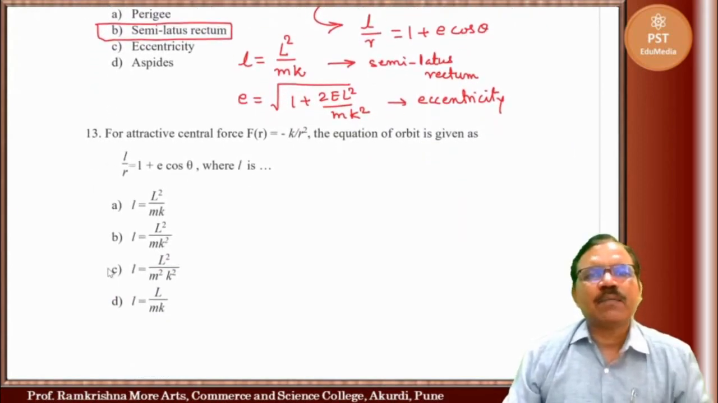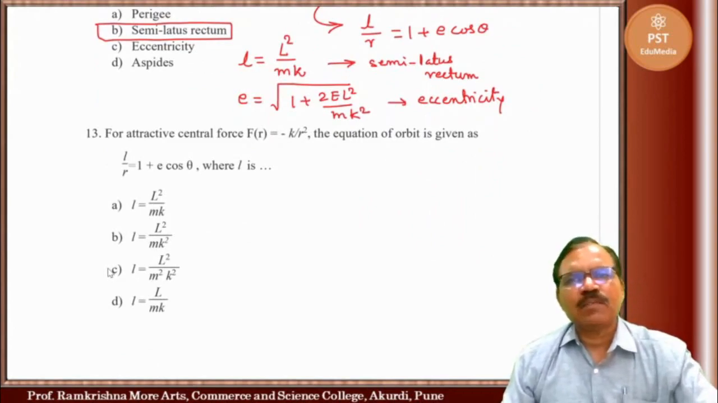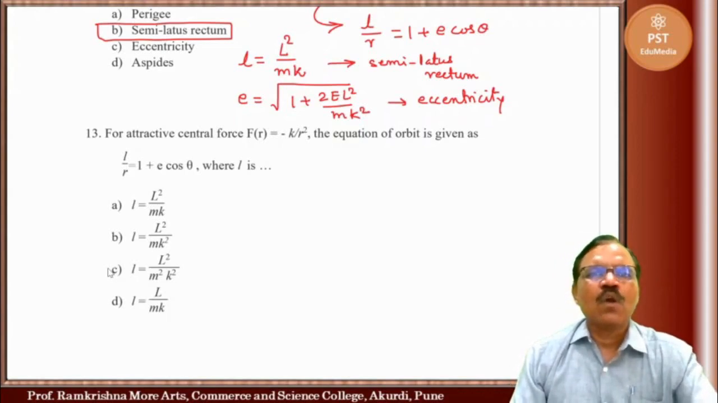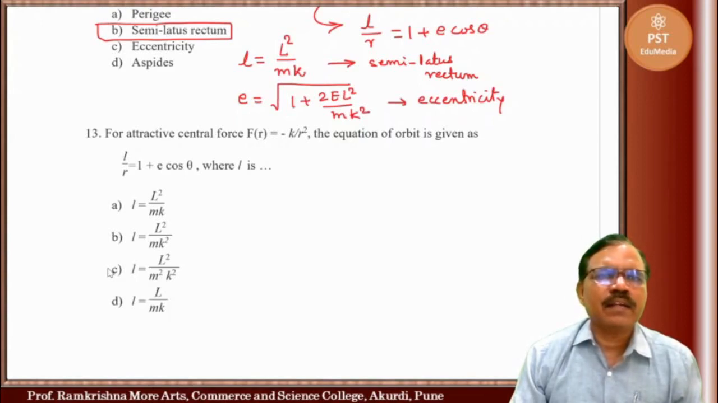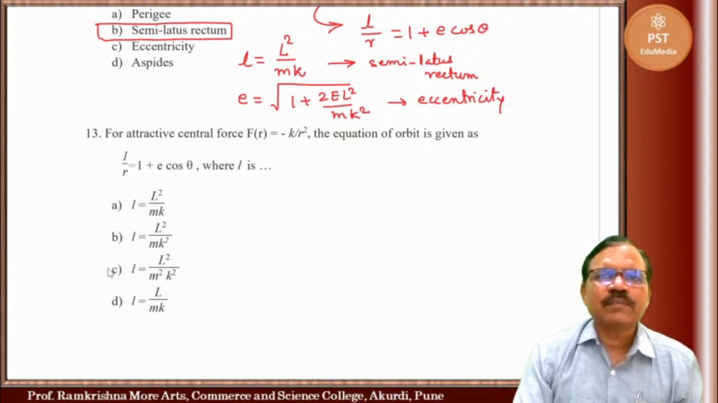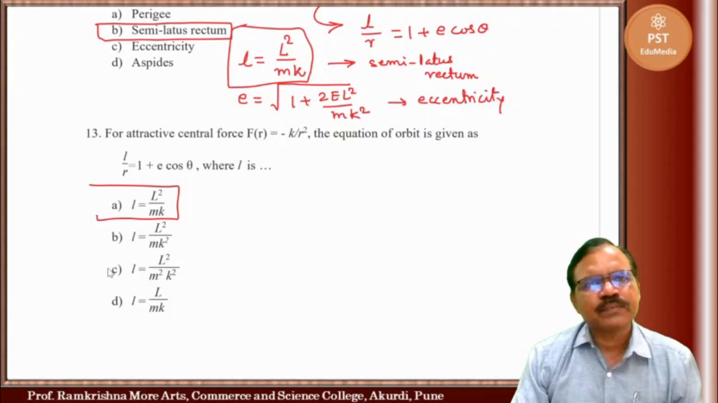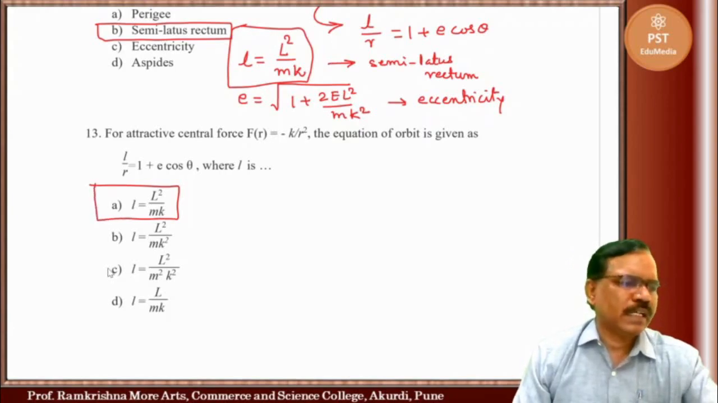For attractive central force, F of r is equal to minus k upon r square, the equation of orbit is given as l by r is equal to 1 plus e cos theta, where l is the semi-latus rectum and its value is what? A, l is equal to L square upon mk. B, l is equal to L square upon mk square. C, l is equal to L square upon m square k square. And D, l is equal to capital L upon mk. So out of these, which one is correct? The first one is correct.